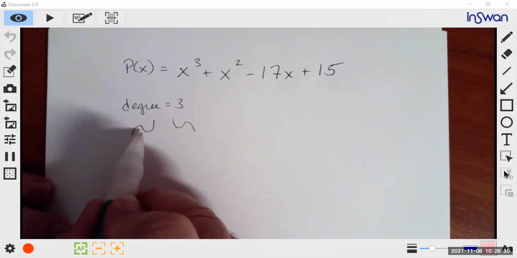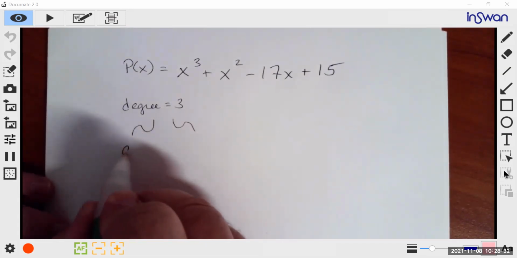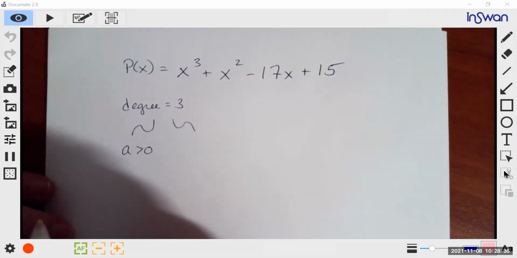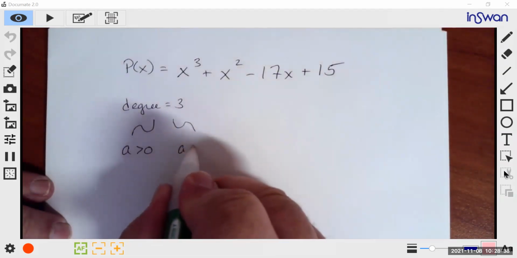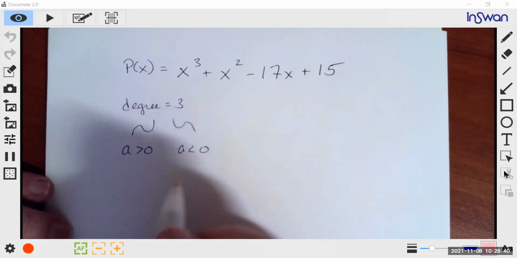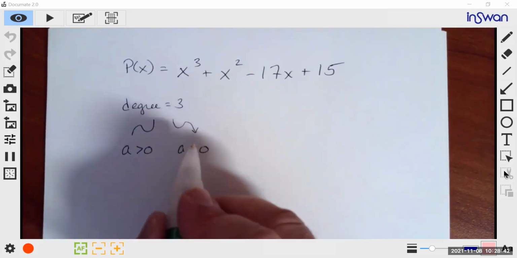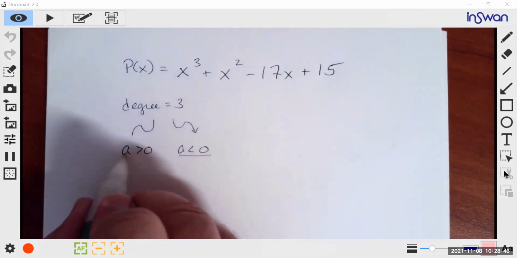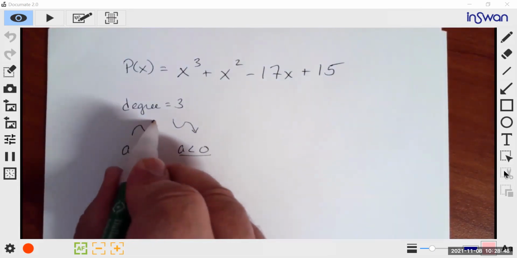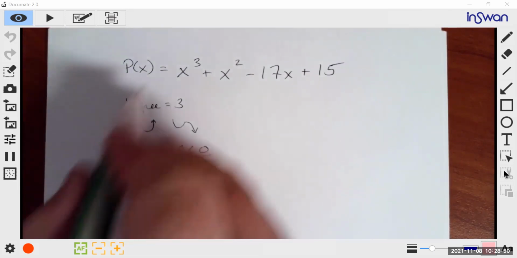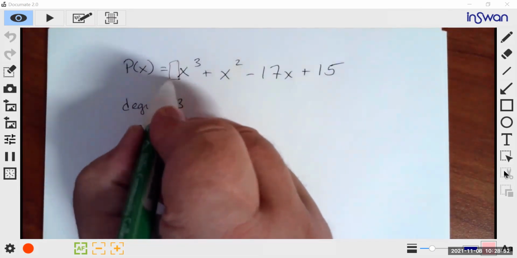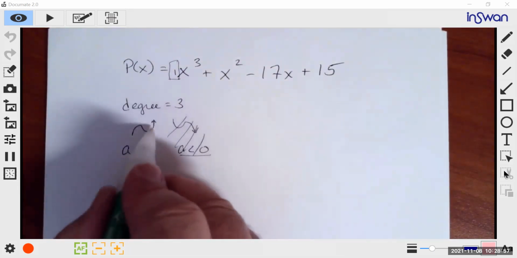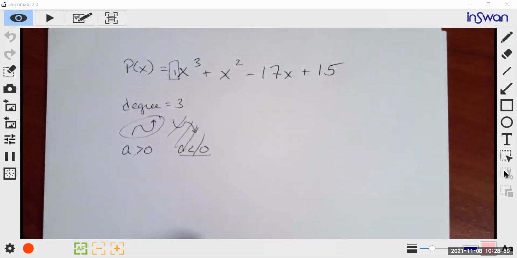If its leading term is positive, it's this one. It's this one if the leading term is negative, because as x goes to infinity, this one goes to negative. If it's positive, it goes to positive. Since a is 1, positive 1, we know our graph will look like this.